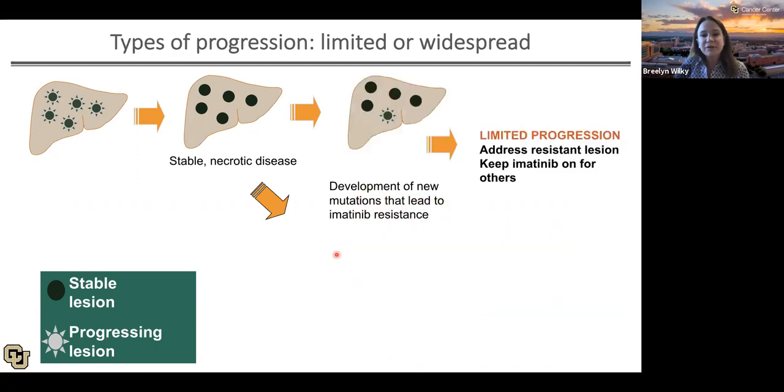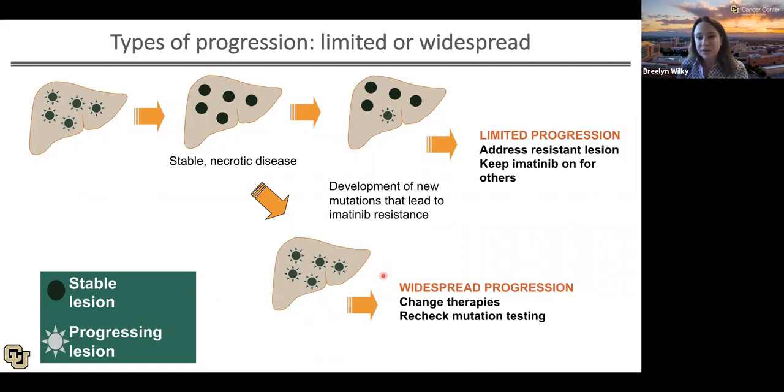And the idea is that if you have only limited progression, so one lesion that's growing and becoming more resistant, you want to try to target this resistant lesion and keep the imatinib going for the other lesions that is working. So that way you don't burn through your drugs, and you're really just dealing with populations that have developed new mutations and are becoming resistant, as opposed to reinventing the wheel. And this is good for patients who often will have more side effects with some of the newer drugs, and just kind of keeping the tools in your toolbox, slowing things down.